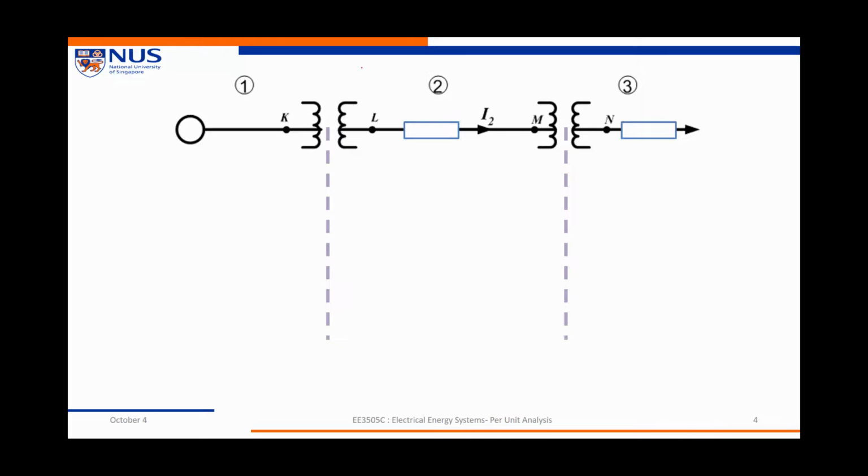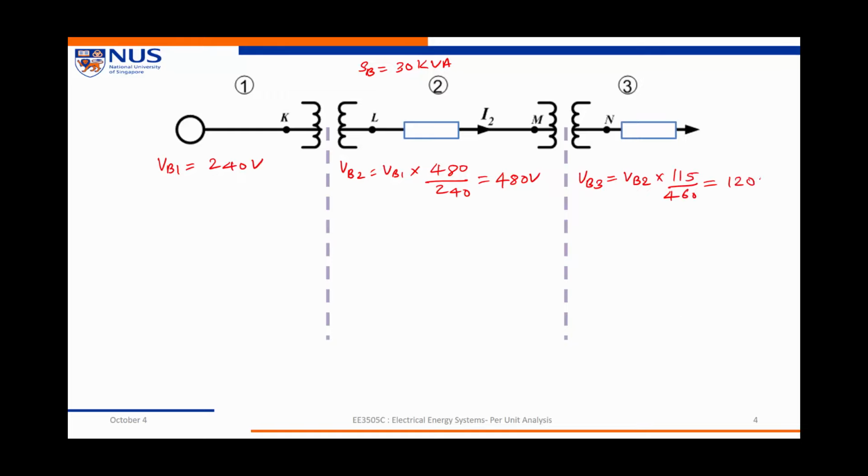So the first thing we have to select is the S base, which is given to us as 30 kVA. Then we are given that the voltage base in section 1, or zone 1, is 240 volts. Then we can find out the voltage base in zone 2, which is V base 2 equal to V base 1 times the turns ratio. I'll get the value here as 480 volts. Similarly, the voltage base for zone 3 can be found from the voltage base for zone 2. So what I get here is a value of 120 volts.